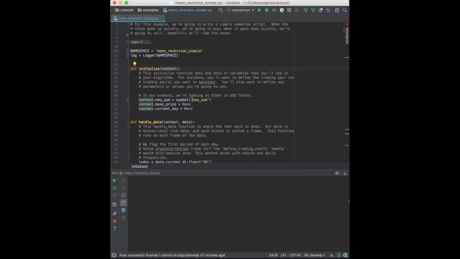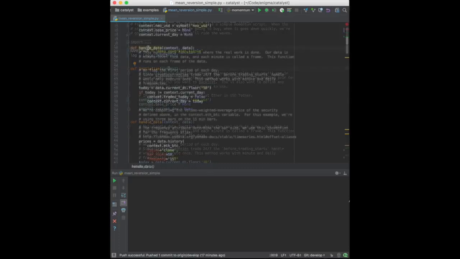One of the variables that I'm going to assign is NEO-USD, which is the currency pair that we're going to trade in this algorithm. Next, we have handle data, which is called once per frame. A frame represents a time period. It could be either the last minute of a day or each minute of the day, depending on the data frequency specified when starting the algorithm.